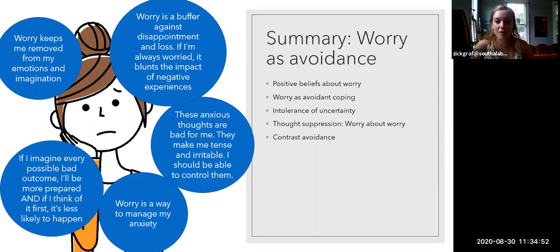And in fact, people who are prone to meta worry, people who are prone to worry about worry, would worry about that too. So someone who engages in thought suppression and feels like worry is bad for them might still use worry as avoidant coping.